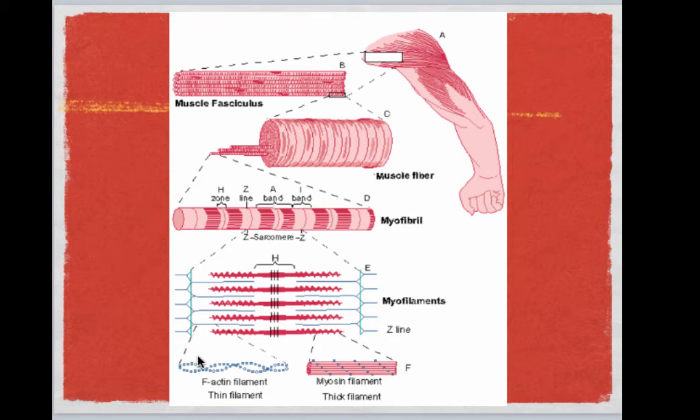If we look even a little bit more closely at each of those two filaments, here's what they look like in a little more detail. The actin filament are two very, very thin chains of protein twisted together, whereas the myosin filament is much thicker, lots and lots of smaller pieces of protein twisted together.